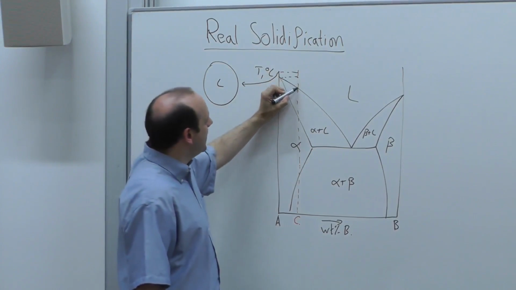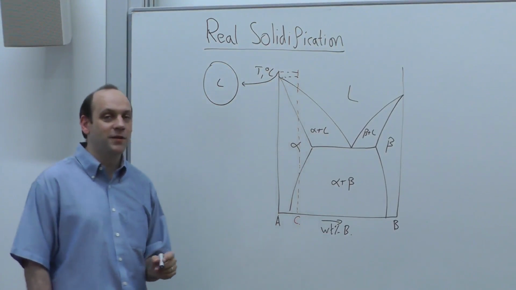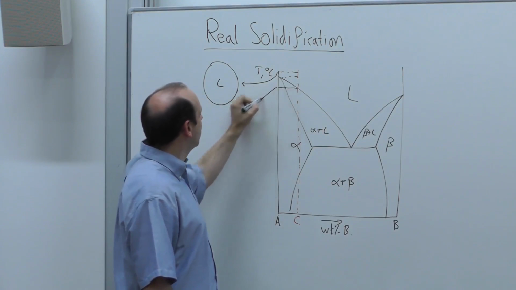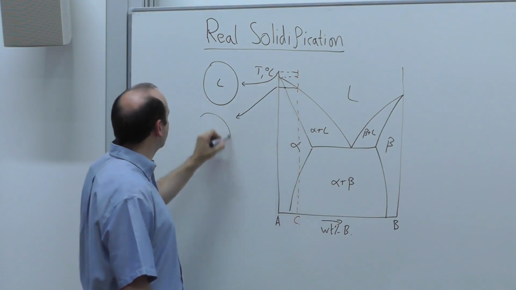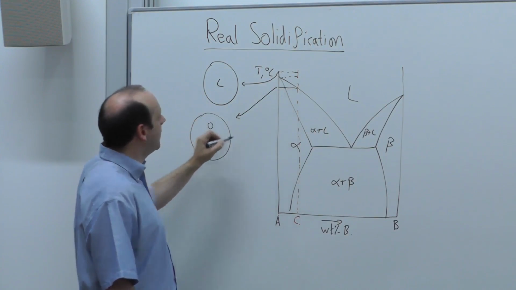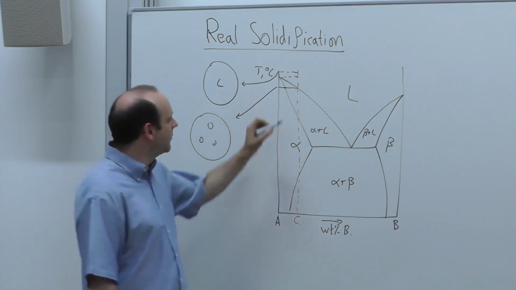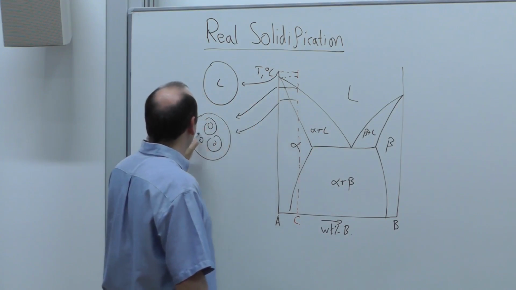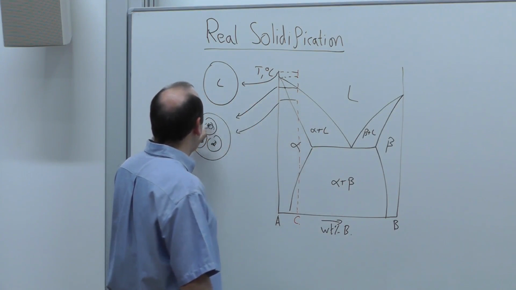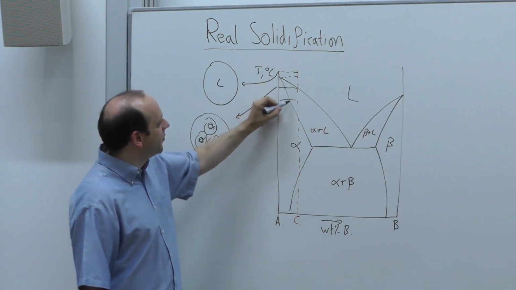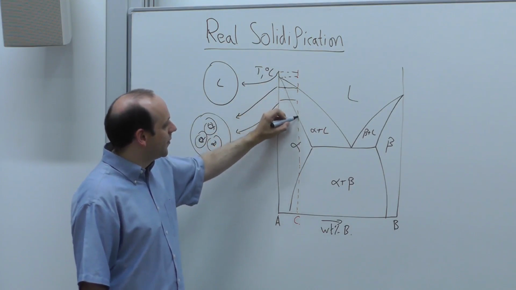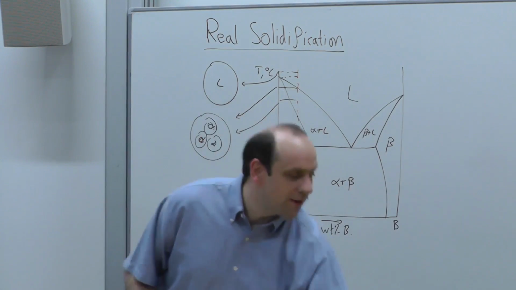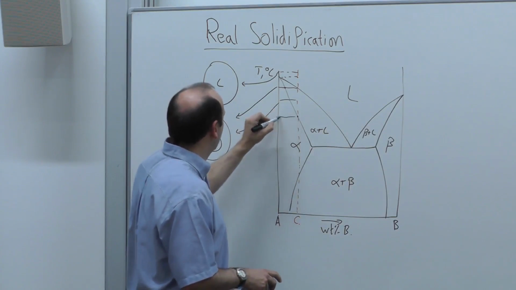Then when we come down to here, we start to enter the alpha plus liquid field, and we form some solid over here of this composition. So at that temperature, we'd start to form some crystals of alpha phase. And as we went down through the alpha plus liquid field, when we came to here, then those crystals of alpha would get bigger, and their concentration would increase from this point to this point, until finally, when we got to here, we'd all be solid. Those crystals would have grown to the point where they occupied all of the material.